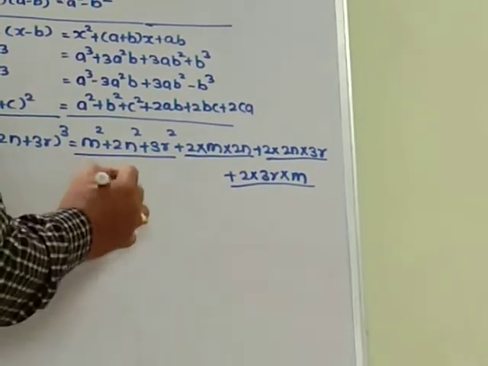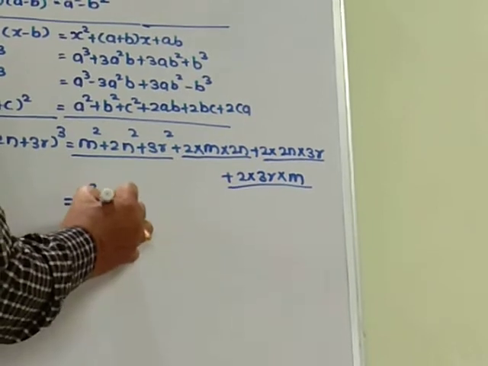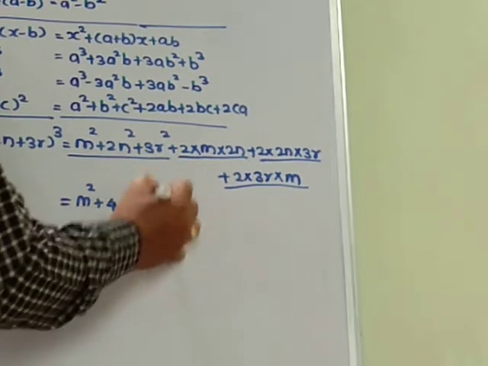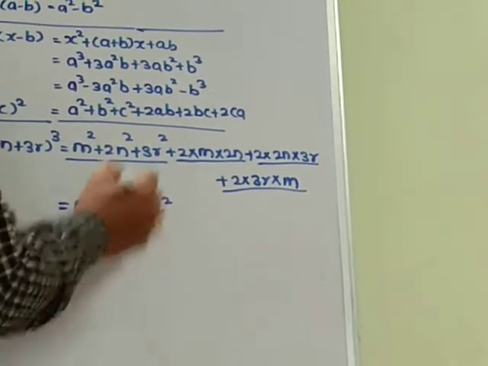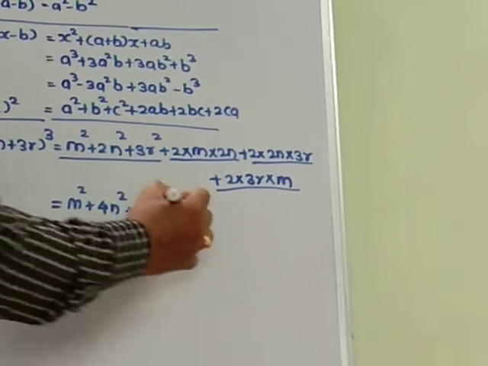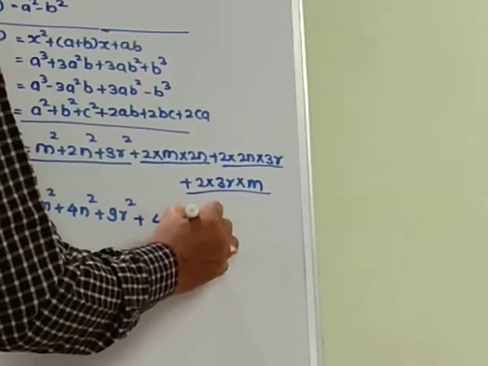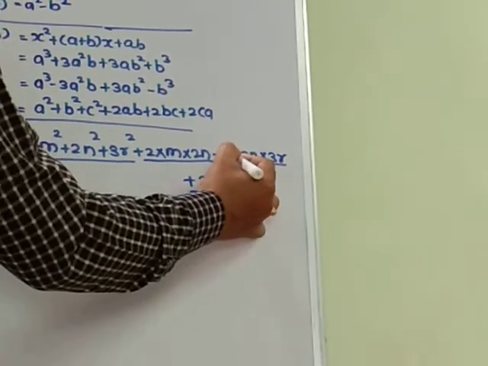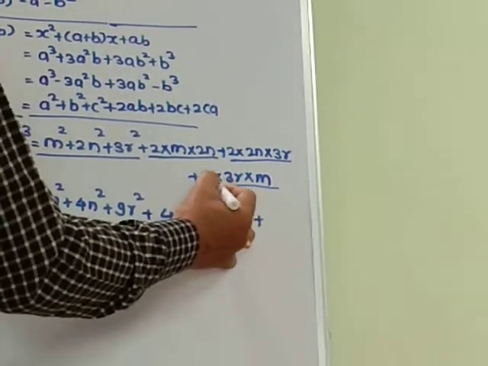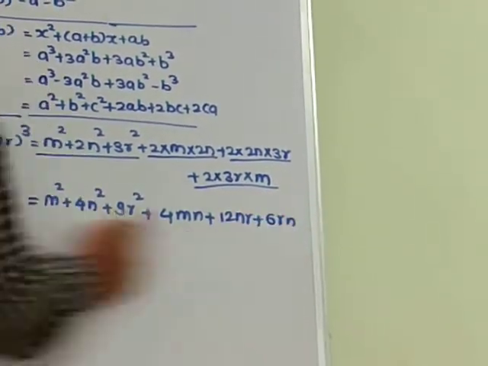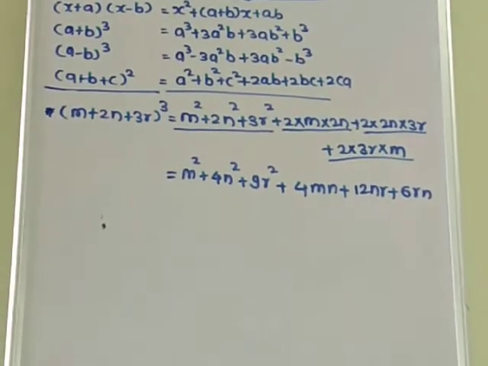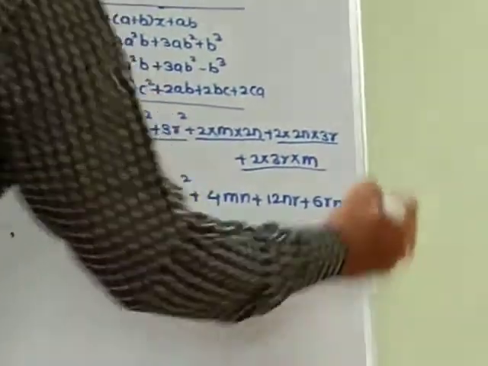Okay, we simplify this: m square plus 2n square, that means 4n square, plus 3 3s are 9, 9r square. Okay, it is clear. First 2 into 2, 4mn, right? Plus 3 into 6, 6 into 2, 12nr, plus 3 into 6, 6rm. This is the answer. Okay, do you understand? Sorry, this is m.